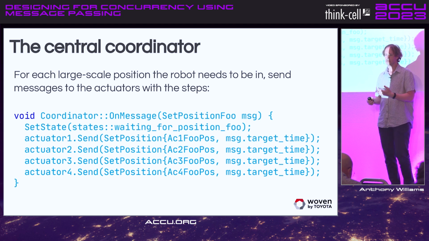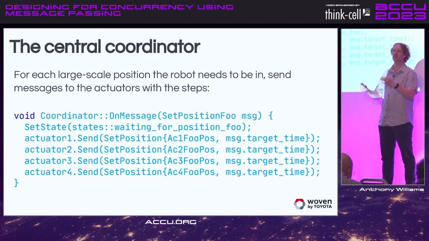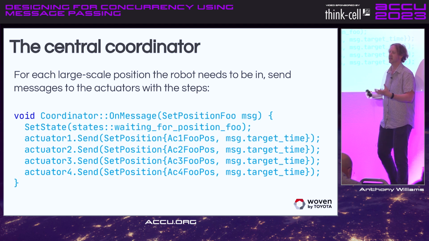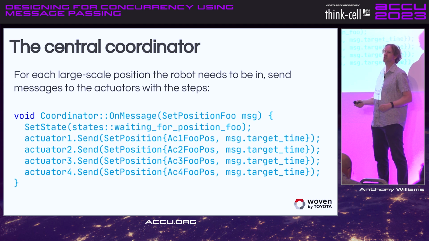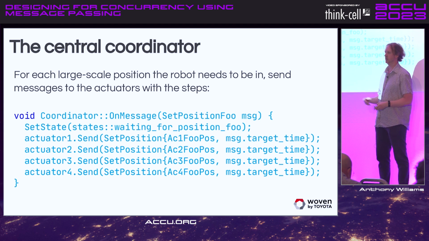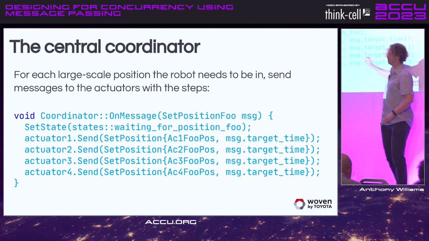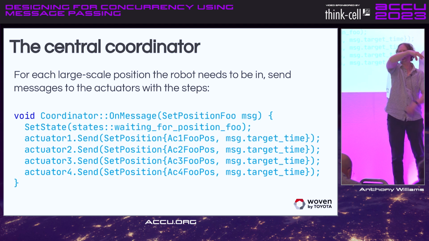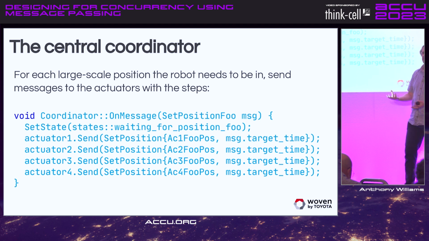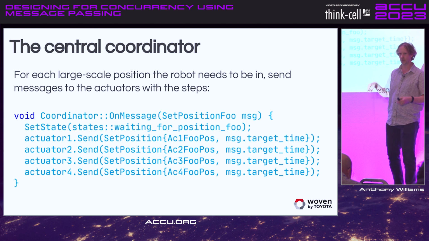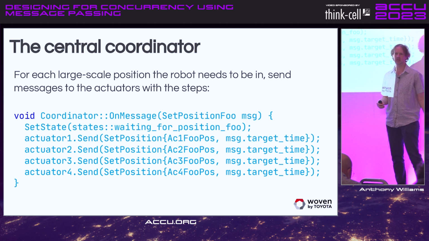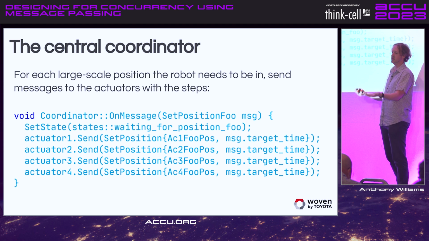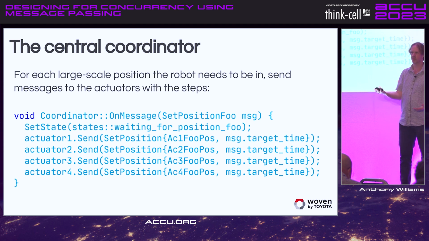So if we want to move the robot to a particular large-scale position, then the coordinator gets a message to say, move the robot to position foo. And it's like, okay, well, currently the robot arm is folded up over here. I need to move it over there. How do I need to move the motors, set the positions on each of the different controls to make it work? And so you change the state of our state machine. We're waiting for moving to position foo.